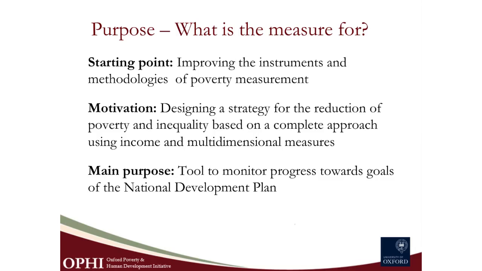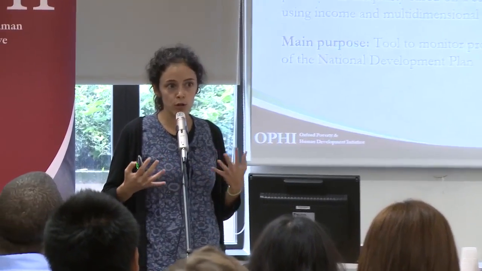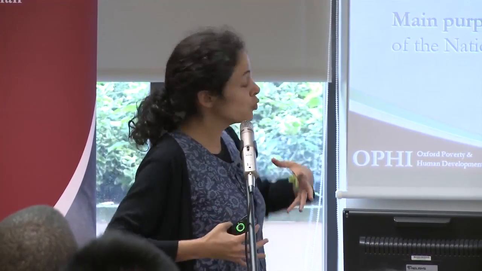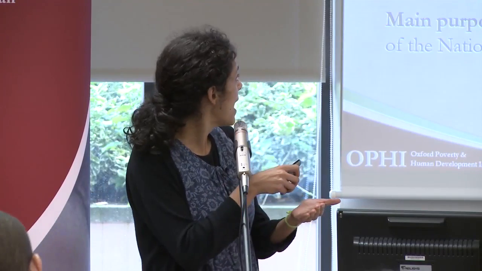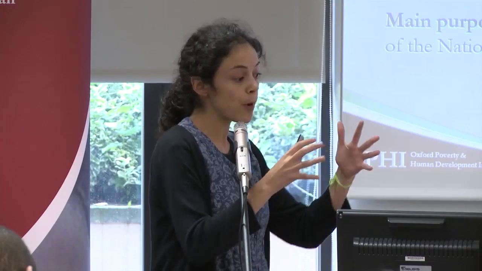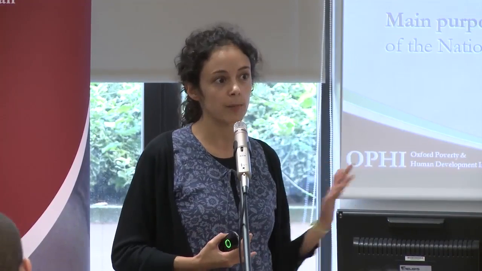So, how did this measure come about? The politicians started rethinking the methodologies to measure and tackle poverty. In that context, they wanted to design a strategy for the reduction of poverty and inequality that would take into account the magnitude, and both sides, both income and multidimensional poverty. In this context, Roberto, who was working at the National Planning Department, developed the MPI, the Colombian MPI.